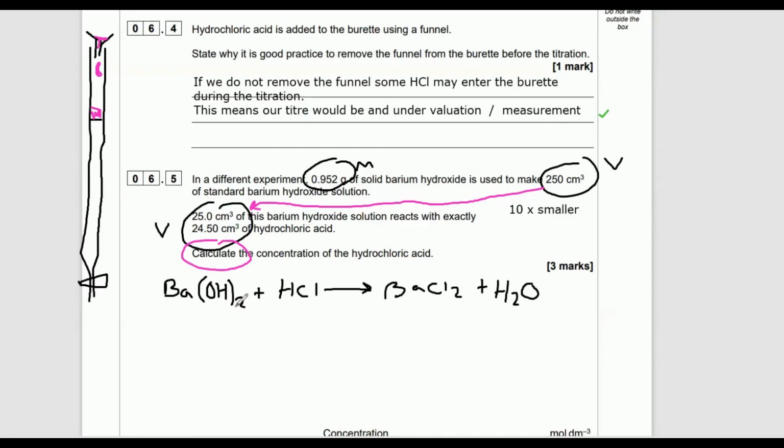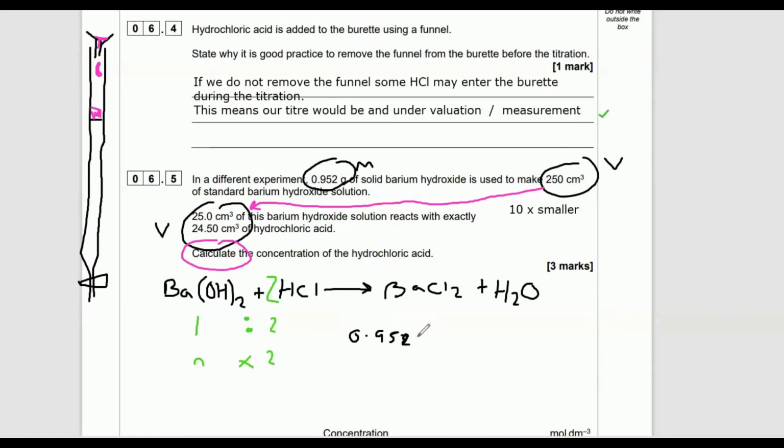All right, let's look at this equation. Barium hydroxide plus hydrochloric acid goes to barium chloride and water. Basically, base and acid make salt and water. We can see it's a 2-to-1. So for every mole of barium hydroxide we've got 2 moles of hydrochloric acid. So which one of these can we work out first? So we can work out our moles of barium hydroxide.